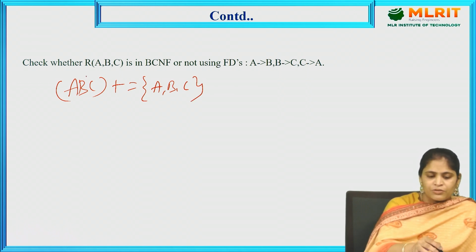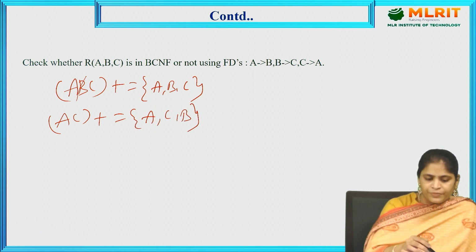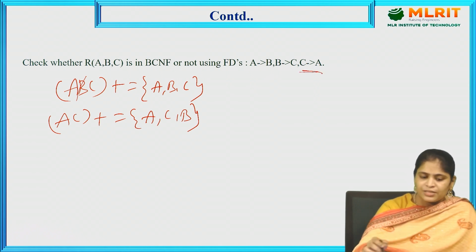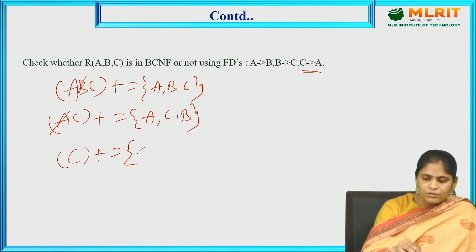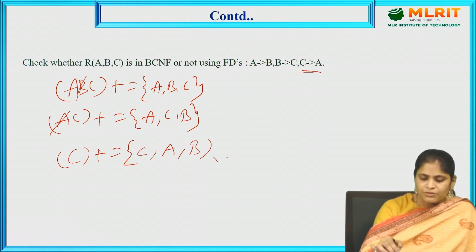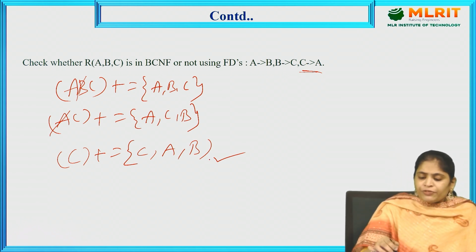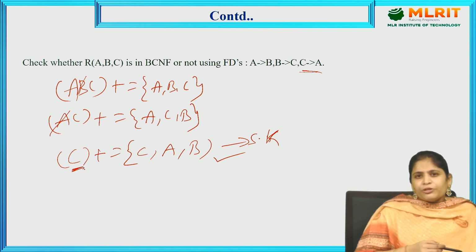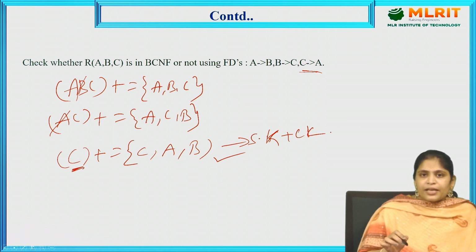Since A derives B, we can discard B. So AC plus: A, C, and A derives B. Can we discard C? A derives C? No, C derives A here. C derives A, so we can discard A. So C plus: C, and C derives A, which derives B. So C itself is a candidate, right? So it is a super key. Now we have to find the candidate key, the minimal super key. How can we find the minimal super key? Only one attribute is there, so it can be considered a candidate key also.